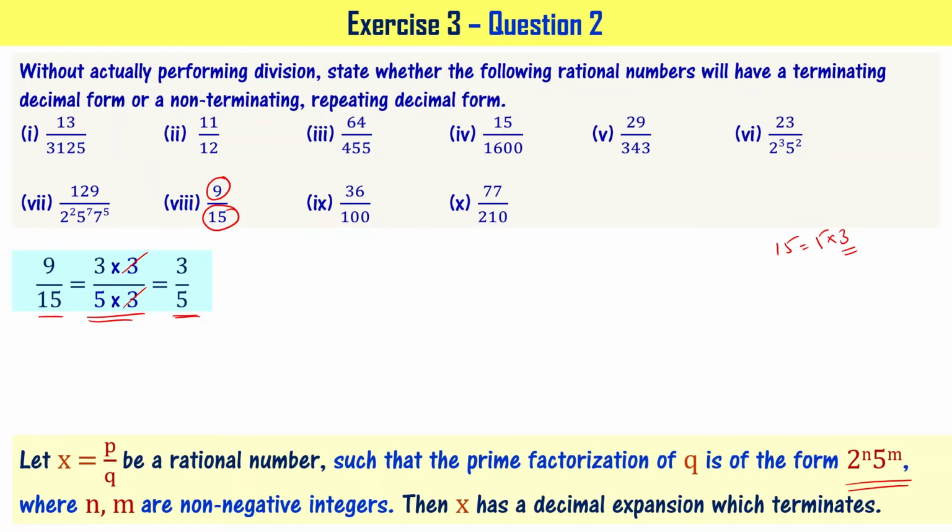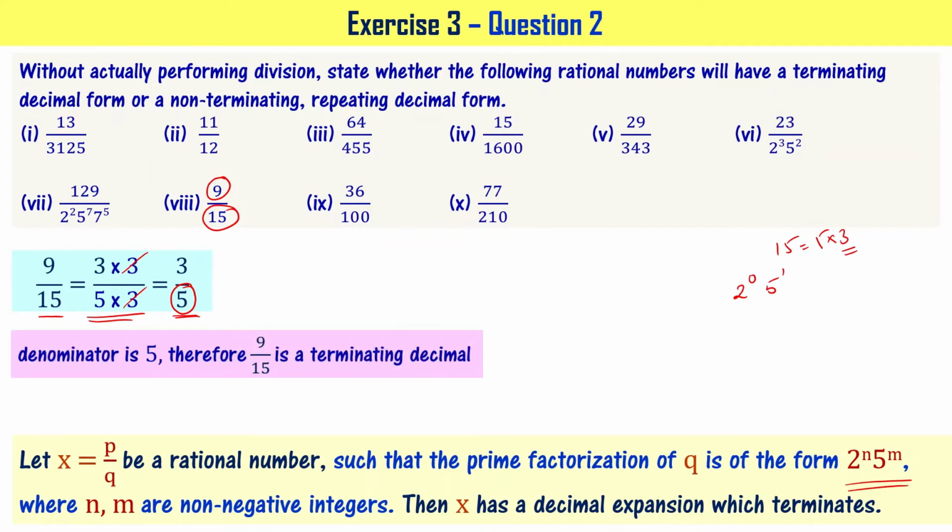Look at this. The denominator is only 5, right? It means I can write it as 2 power 0 times 5 power 1, right? For that reason, I can say that since the denominator is 5, we can say that 9 by 15 equal to 3 by 5 is a terminating decimal. Got it? Now let's look at the next part of the problem, that is 36 by 100.